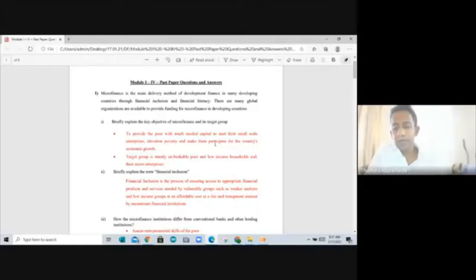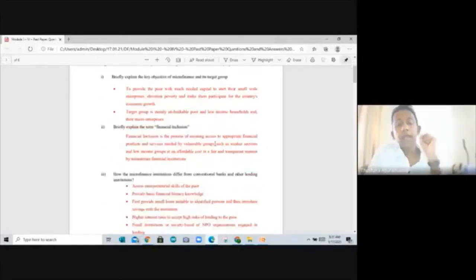Fine. Okay. Then they ask about financial inclusion. This is again a kind of definition, but when you are reading the definition, there are 4 areas that you need to include. What are those? Financial inclusion is the process of ensuring access to appropriate financial products and services needed by vulnerable groups such as weaker sections and low income groups, at affordable cost and in a fair and transparent manner by mainstream financial institutions. There are 4 key items in this definition.